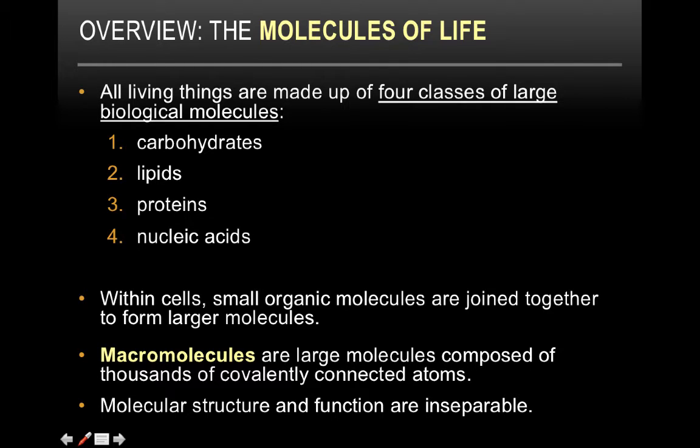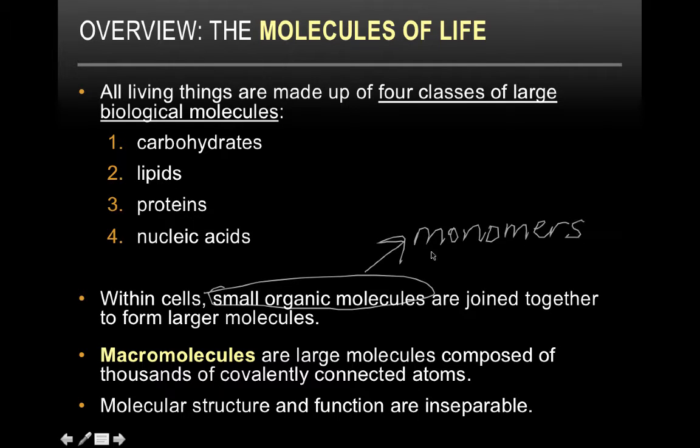Within cells, small organic molecules, also known as monomers, for single units, if you will, building blocks, are joined together to form these larger molecules. That results in the construction of macromolecules, which are large molecules composed of thousands of covalently connected atoms.